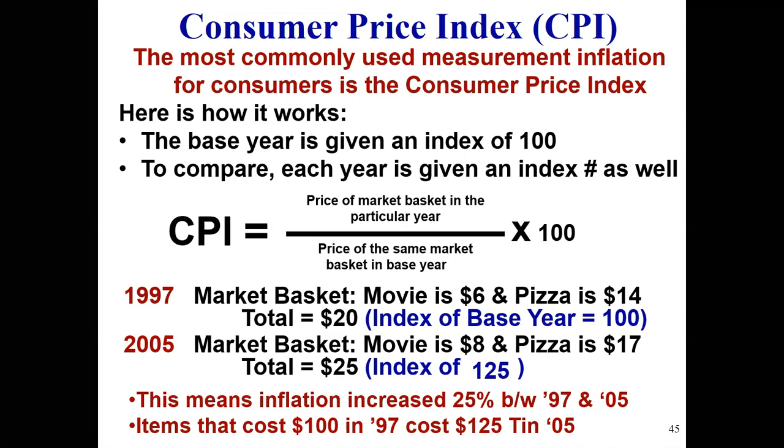The second problem is quality. Sometimes the quality of the good increases. So maybe the price goes up, but it's not really inflation because I'm getting a better product for the price. So the quality of the product increases and the price stays the same. So actually I'm getting more value for my dollar. So the CPI doesn't take those two into consideration. All right. So that's it.